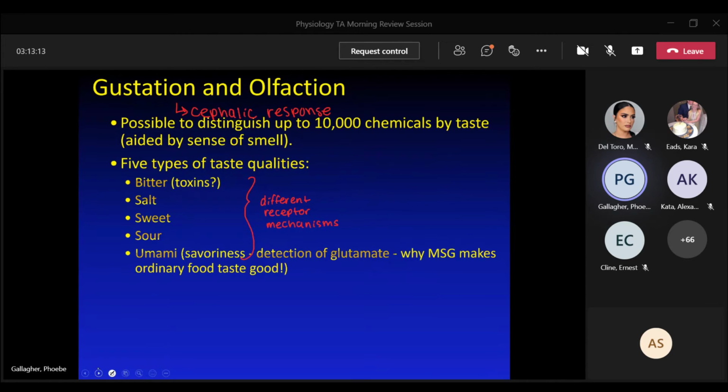Okay, so this is still part of the cephalic response, gustation and olfaction. You guys already know the 5 different tastes from neuro and how they work. You don't have to worry about that. You don't even have to memorize this because you probably already have it memorized. Don't worry about this number. Just know that your cephalic response is going to be helped by taste and smell, and taste is dependent on these 5 receptors.